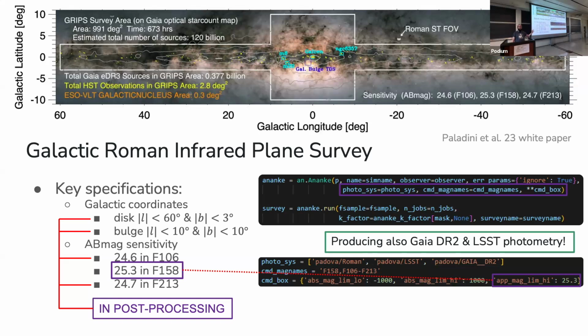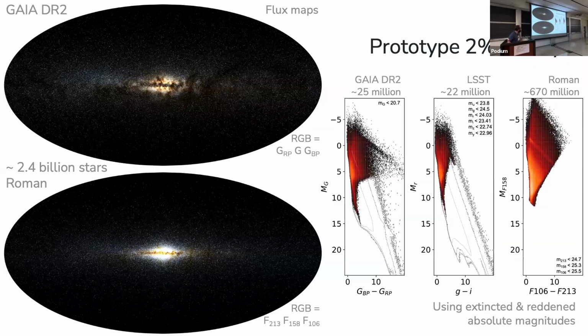We also include Gaia DR2 and LSST photometry because we wanted to compare the difference between having only near infrared bands in Roman, and also show the difference between the capacity of Gaia DR2 and what LSST will have access to. So here on the left, it doesn't show very well on the screen. On the left, you have the full sky survey that results out of the PyNK run in flux maps. On the top, you have the Gaia DR2 flux maps, and in the bottom, the Roman.